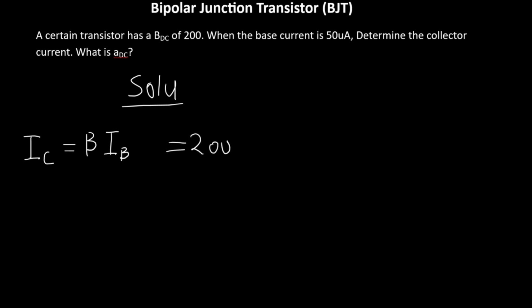So when we input our values, we have 200 times 50 times 10 raised to the power minus 6. At the end of the day, our answer is 10 milliampere. Okay, 10 milliampere. So this is for our collector current. Now they say we should also find alpha DC.